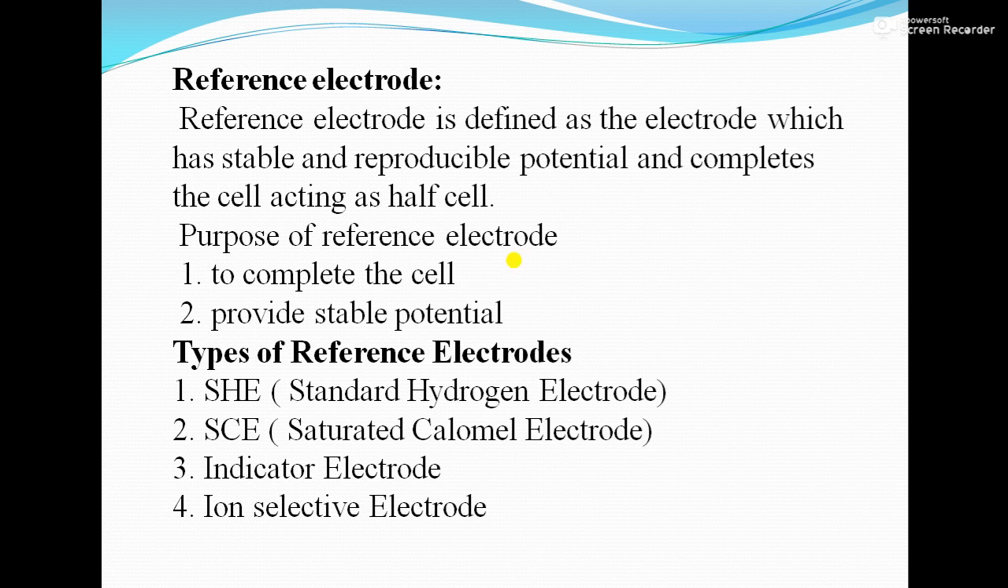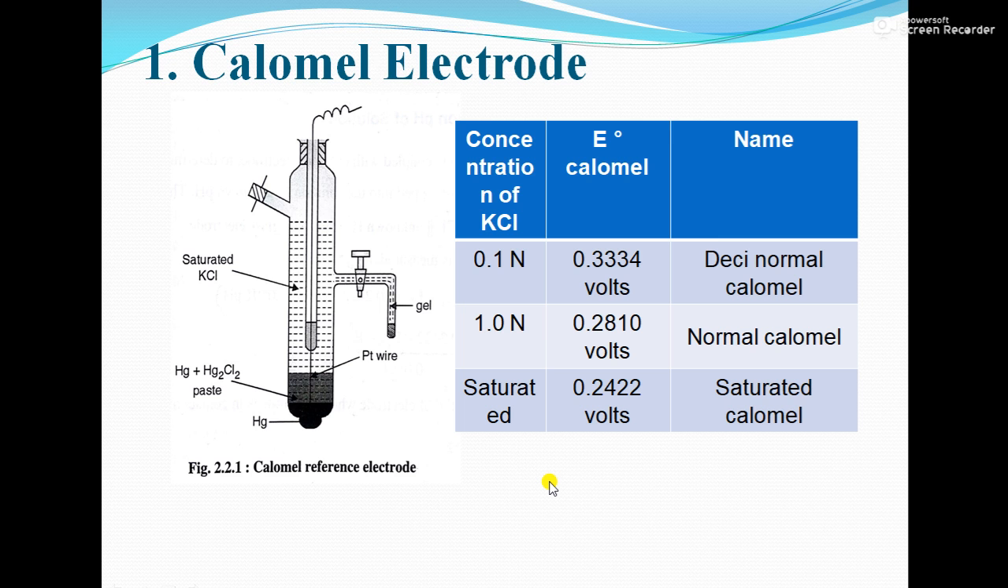So these are some types of reference electrode: standard hydrogen electrode, standard calomel electrode, indicator electrode, and ion selective electrode. So first, it is the calomel electrode. So it is a reference electrode.